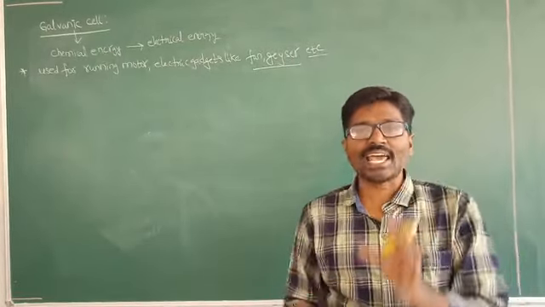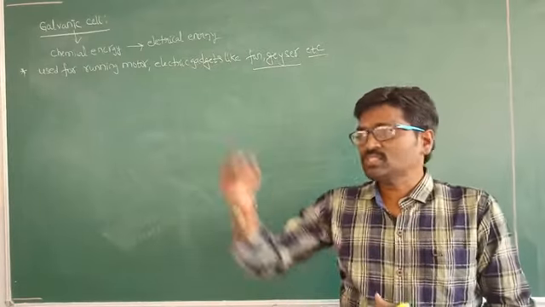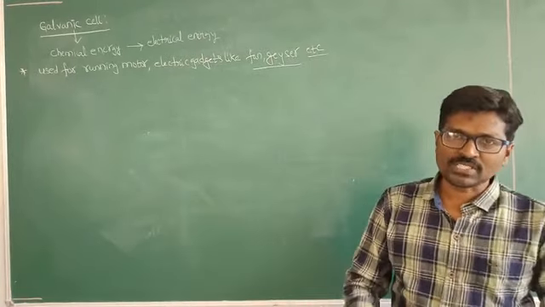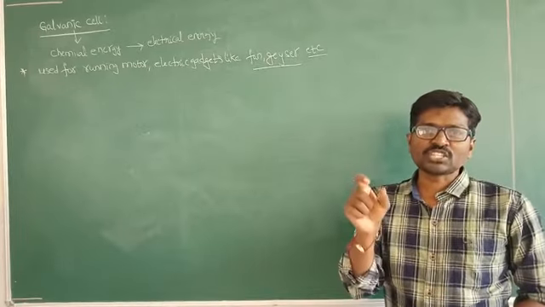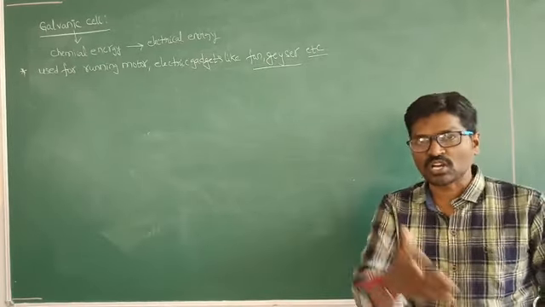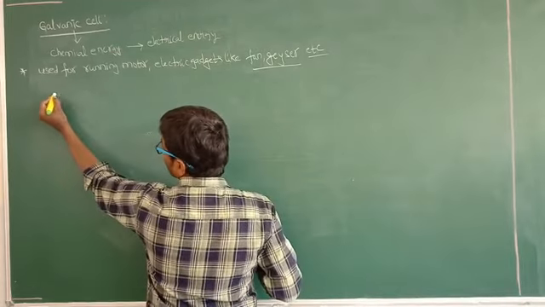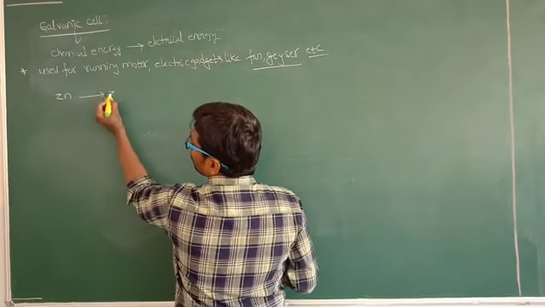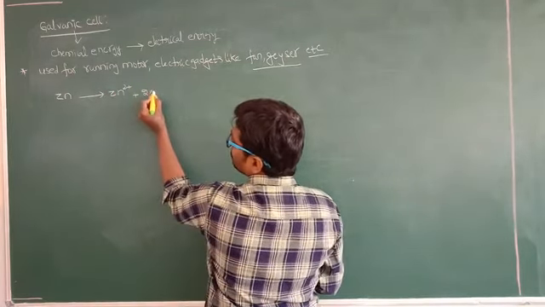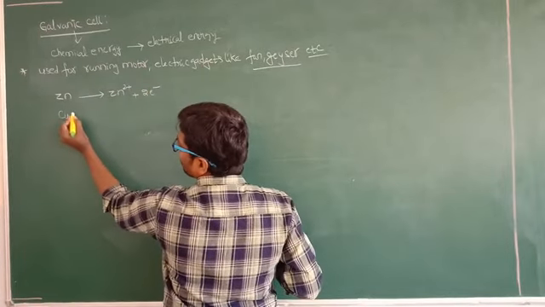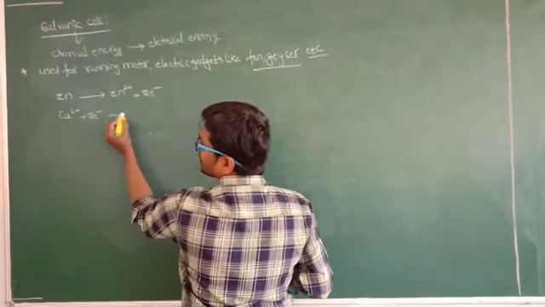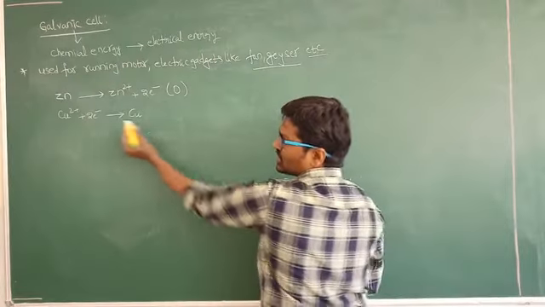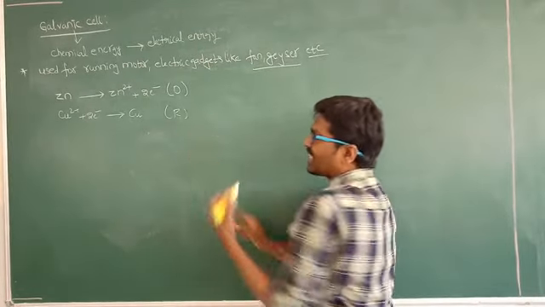In the Daniel cell, the zinc rod is placed in the zinc sulfate solution and the copper rod is placed in the copper sulfate solution. At that time we observe the redox reactions. I will write the first reaction: zinc is converted into Zn2+ by the loss of 2 electrons. Next, the second one: Cu2+ plus 2 electrons is converted to Cu. Here we observe the loss of electrons, that's why it is called oxidation. And here we observe the gain of electrons, that's why it is called reduction.